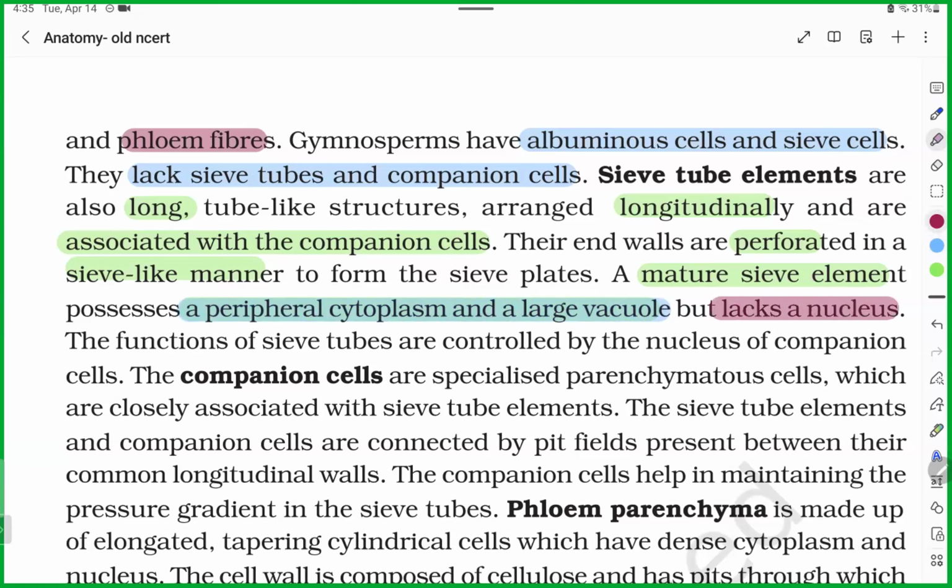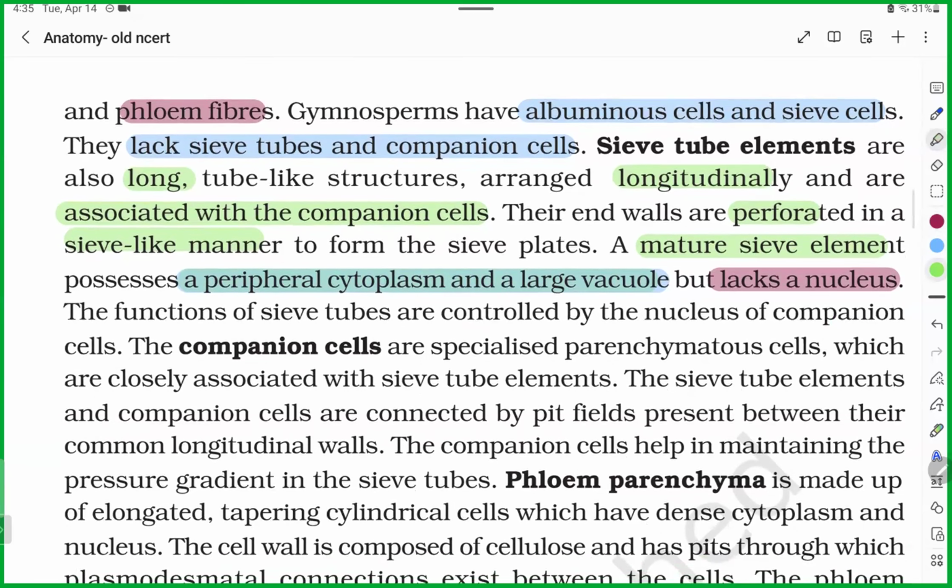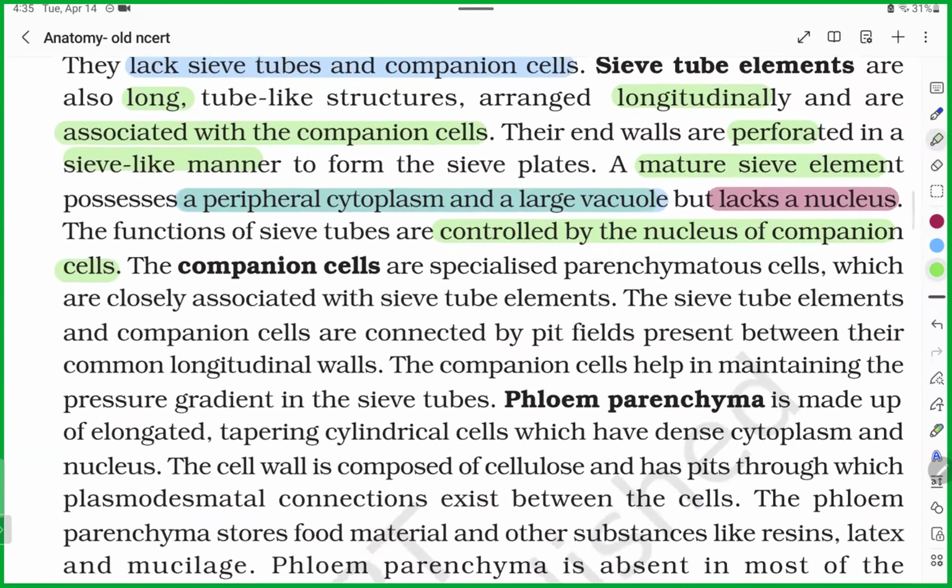This topic is given in the NCERT cell chapter. A cell without a nucleus: the sieve tube, right? Then how is its function managed? By the companion cell. Second, what is the companion cell?